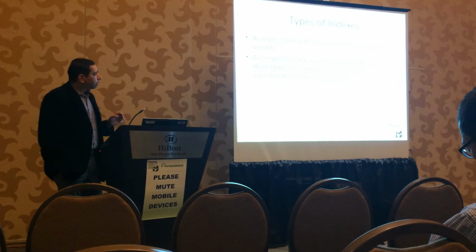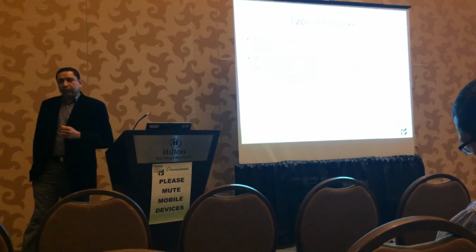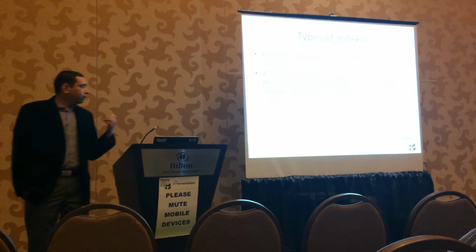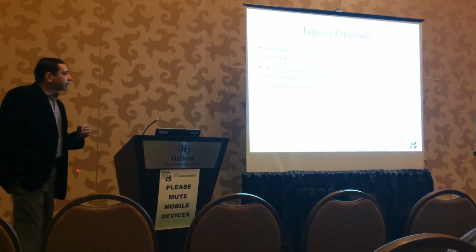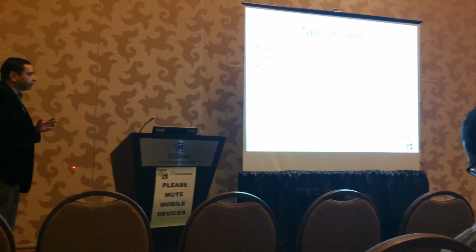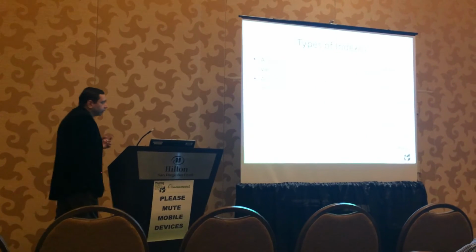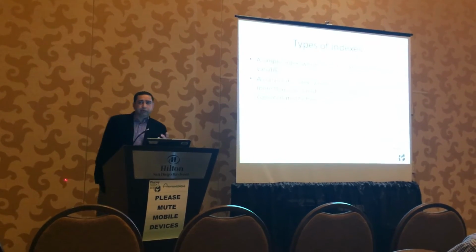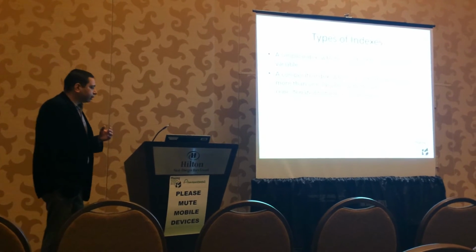And there are two types of indexes. The first would be a simple index, and the second would be a composite index. What's the difference between simple and composite? A simple index consists of values for one variable. A composite index will consist of values from two variables concatenated into a single value.